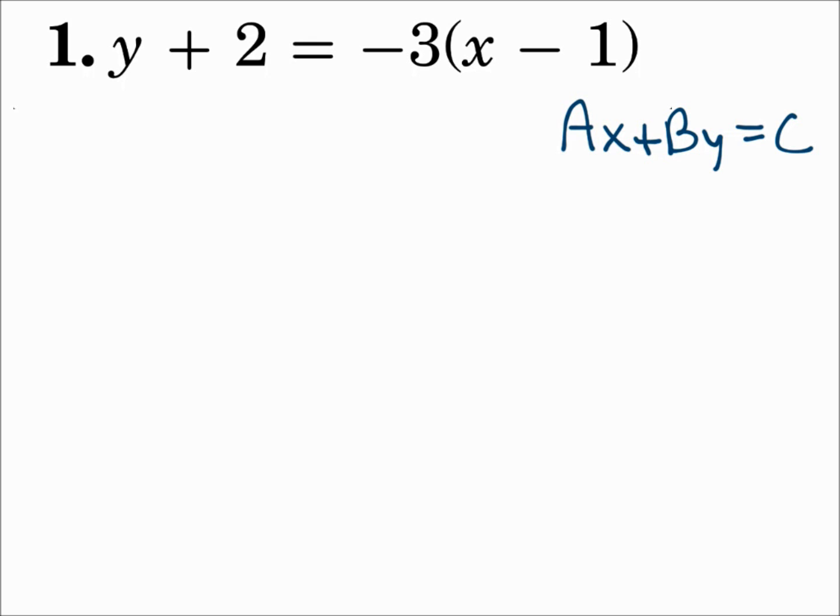We want standard form, ax plus by equals c. So we need the x's first, then the y's, then the equals, and then the constants. So we'll start by putting everything in its correct position. The x's are on the right in those parentheses, so let's start by distributing. Negative 3 times x is negative 3x, and negative 3 times negative 1 is plus 3.